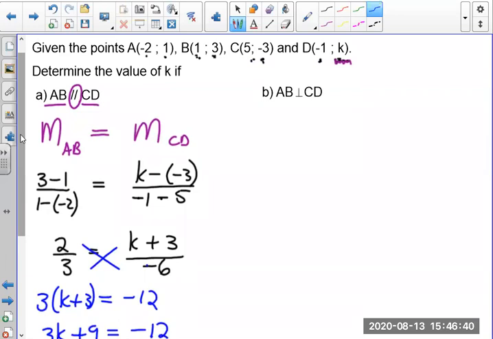Now the second question, they give you the same points. Now they say, but now move point D so that AB is perpendicular on CD. So what do you say? You know, for perpendicular lines, you are going to work with gradients again. And you know that the gradient of AB times the gradient of CD must give you an answer of minus 1.